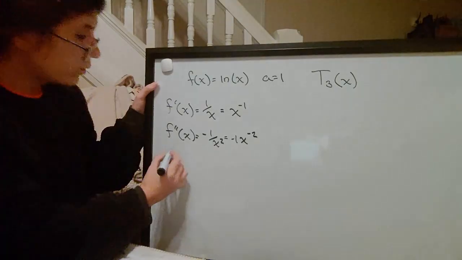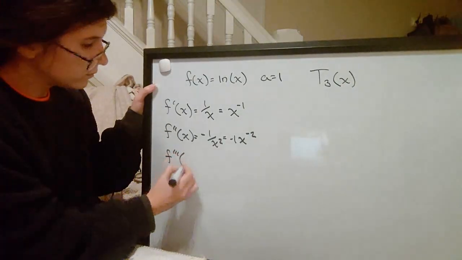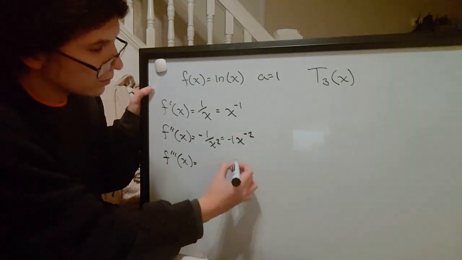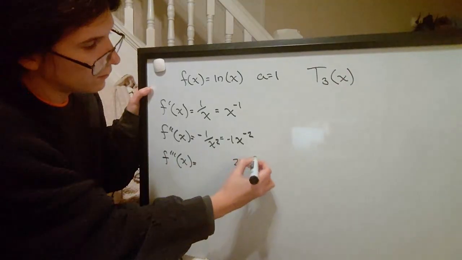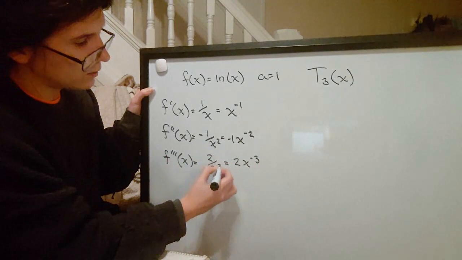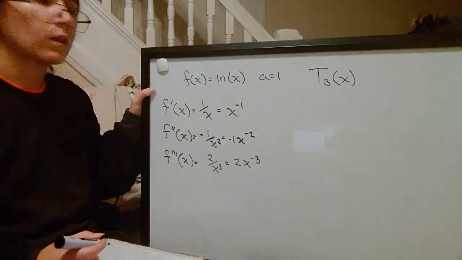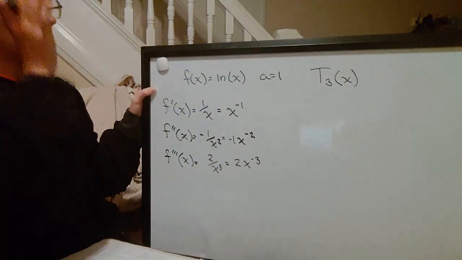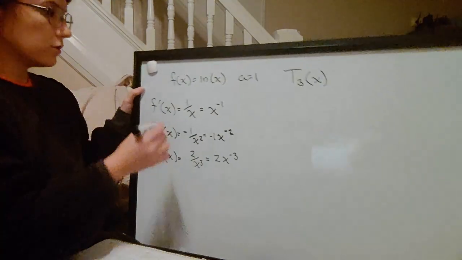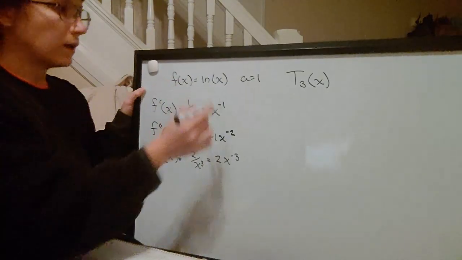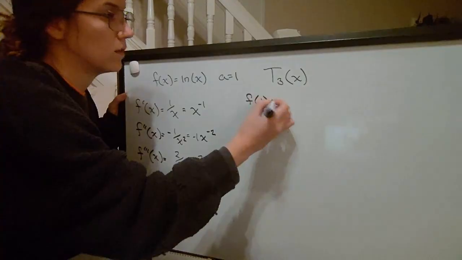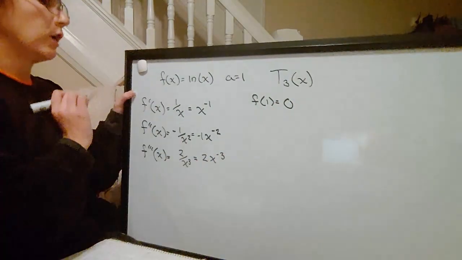Okay, and then we need our third derivative. That is going to be positive 2 x to the negative 3, or 2 over x cubed. With all of our series, we are just going to be plugging in a for all of these numbers. So we need ln of 1, which is going to be 0. That's just from knowing what our ln's are.